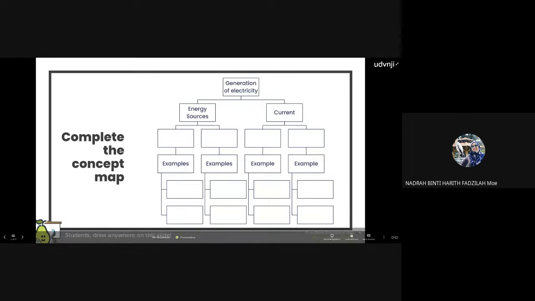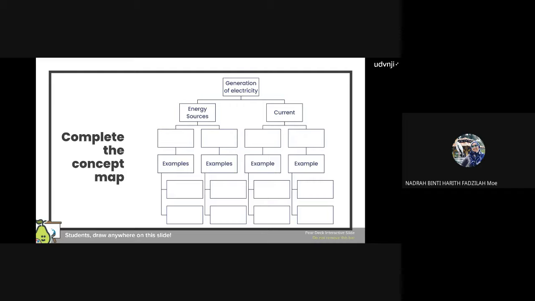As we go through the chapter electricity and magnetism hari tu, the first subtopic is about generation of electricity. So bila kita bercakap mengenai generation of electricity, we talk about two different things. The first one is energy sources. So what type of energy sources are there? And can you give examples? Bagi dua example for each.